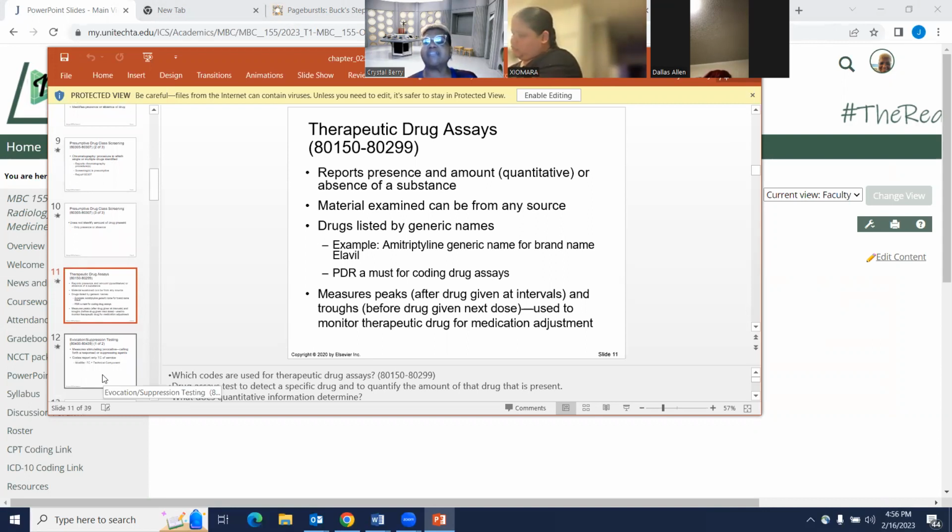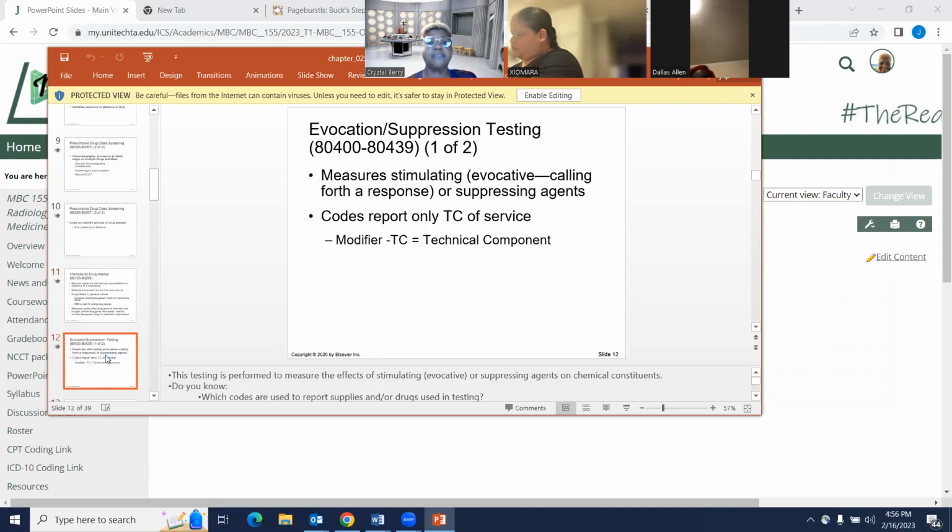I just want to go back a slide while you're looking for that. In your PowerPoint slides, make sure you view them. They show it right here. Therapeutic drug assays report presence and amount. It has quantitative, then it goes down. So just make sure that you're reviewing those PowerPoint slides, because the majority of your questions and answers are in your PowerPoint slides.